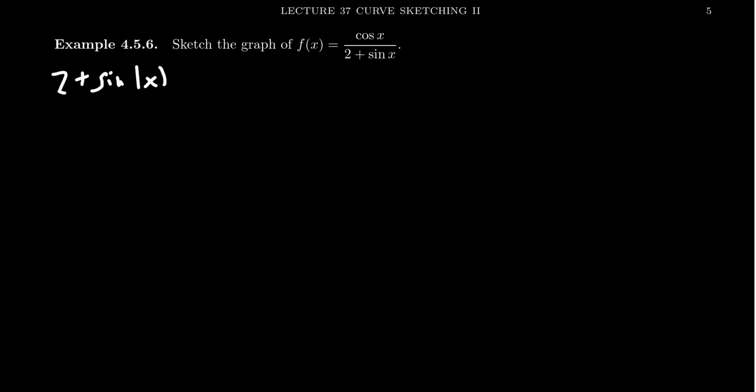does that ever equal 0? Well, subtract 2 from both sides. You get sine of x equals negative 2. And I'm going to stop you right there. Sine has to sit between negative 1 and positive 1. It can never equal negative 2. So what we actually get is that its domain is going to be all real numbers.